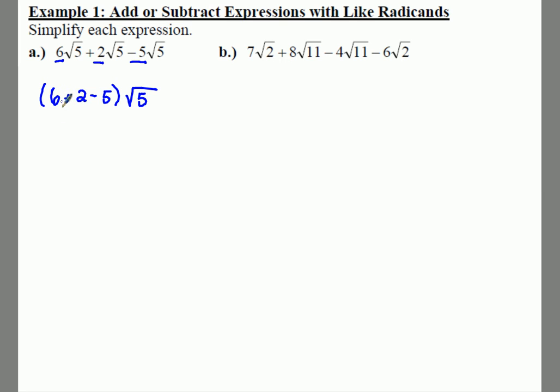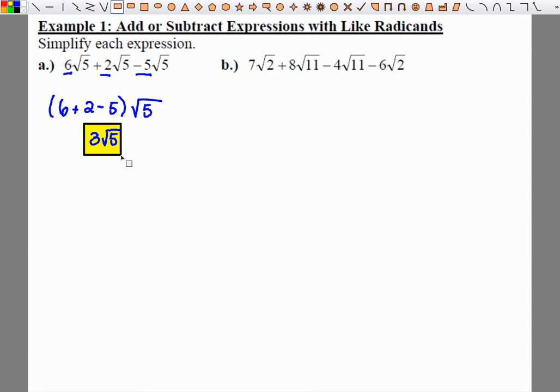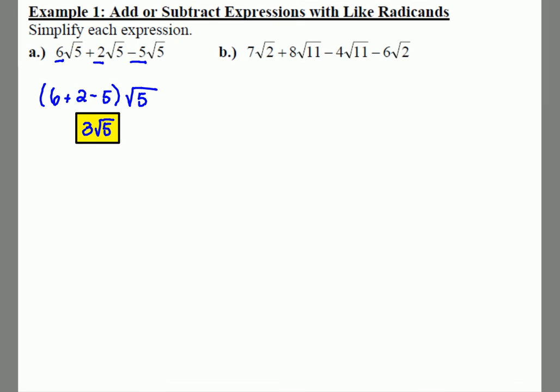So if you have 6 plus 2, that gives you 8. 8 minus 5 gives you 3. Just put that in front of your radical 5. There is your solution, 3 radical 5. Sorry, the 3 looks a little sloppy.